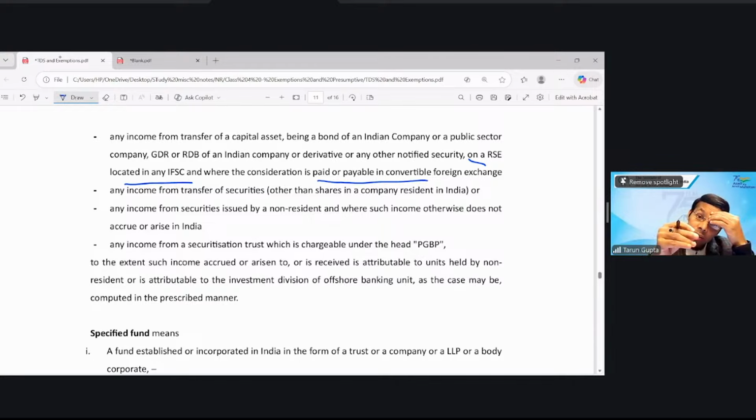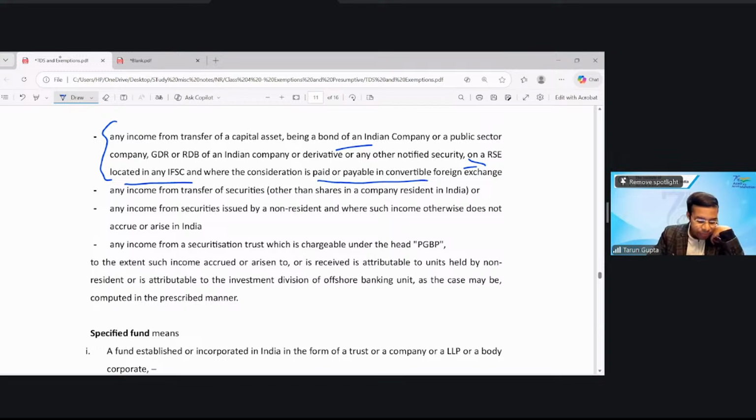If the specified fund earns a capital gain on transfer of bonds of an Indian company or public sector company, GDR, rupee denominated bond, or derivative, or any other notified security, and such security is transferred on a stock exchange in the IFSC, and the consideration is paid or payable in foreign currency, then such capital gain is exempt in the hands of the specified fund.